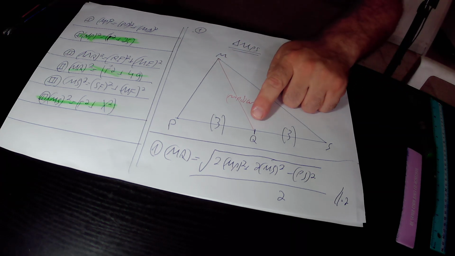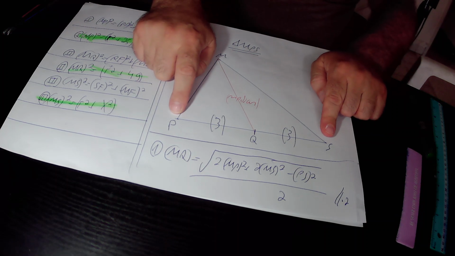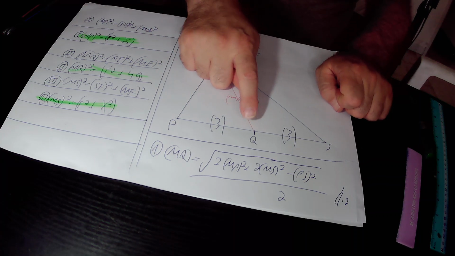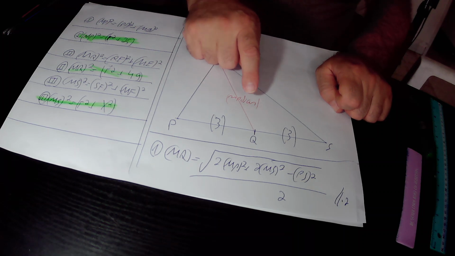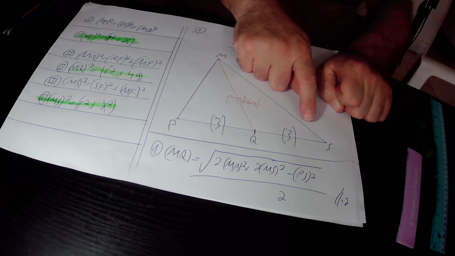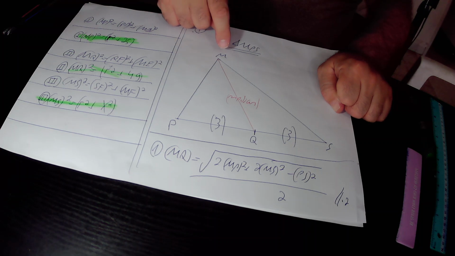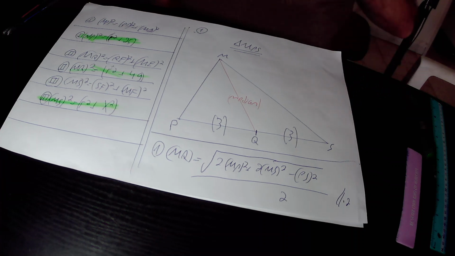Why is point Q the midpoint of PS? Because PS in total is 3 plus 3, that is 6, and at the midpoint Q, PS has been bisected into two halves. The first half is PQ, that is 3, and the second half is also 3 units. QS equals 3. So the median MQ bisects the opposite side PS. But the question is, what is the length of the median MQ?